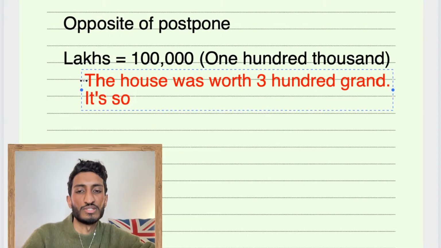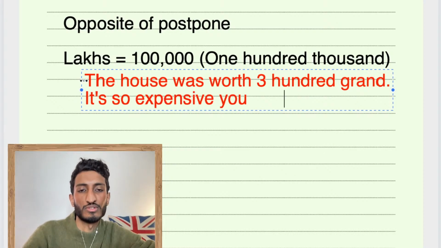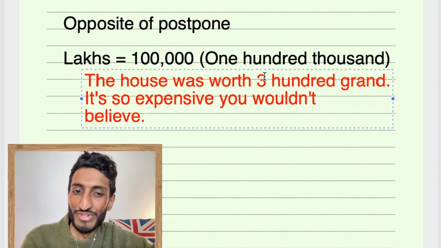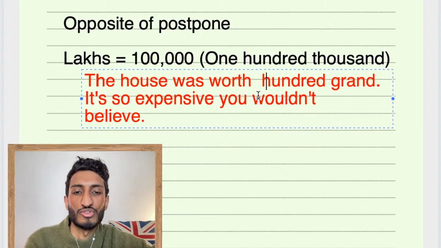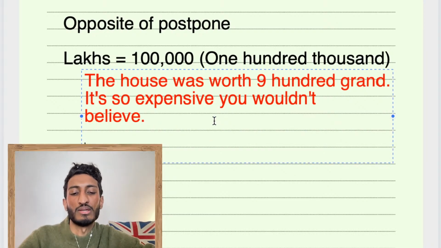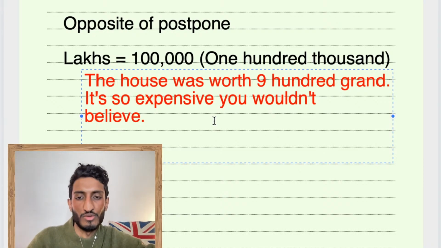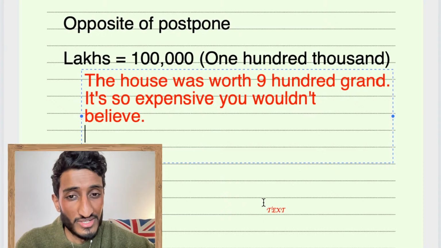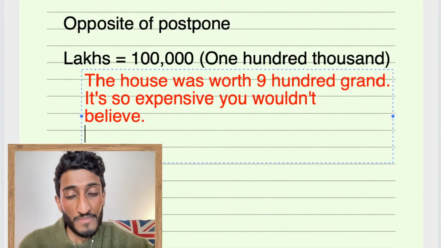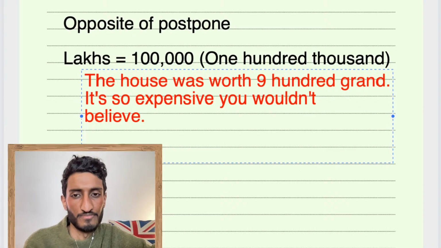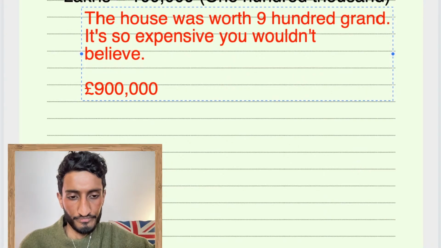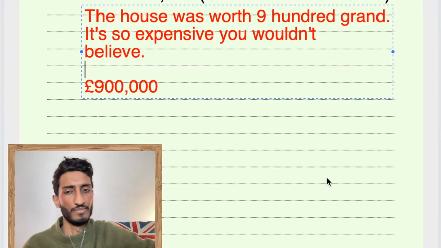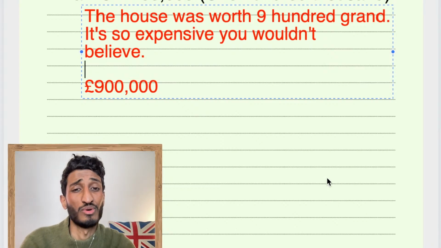It's so expensive you wouldn't believe. Now, to be honest, 300 grand is actually really cheap for a house in London. But if it was like 900 grand, that would be 900,000, right? Almost a million. And so there are lots of houses in London where that's a general price, honestly. In some areas, that's considered cheap. So if I was to say this in the British accent, it would be, the house was worth 900 grand.